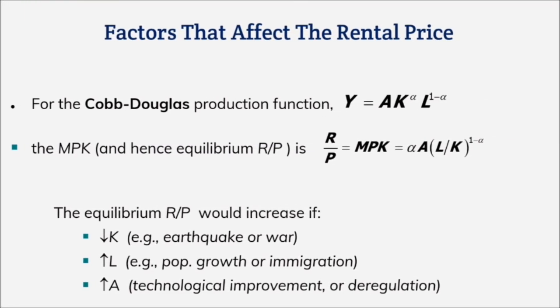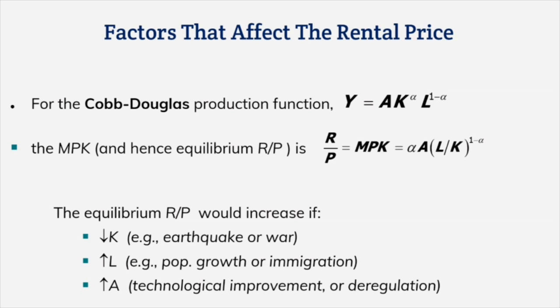Okay, so we move to the factors that affect the rental price. For the Cobb-Douglas production function, Y = A K^α L^(1−α). To see what variables influence the equilibrium rental price, let's consider the Cobb-Douglas production function, a good approximation of how the actual economy turns capital and labor into goods and services, where Y is output, K is capital, L is labor, A is a parameter measuring the level of technology, and α is a parameter between 0 and 1 that measures capital's share of output.